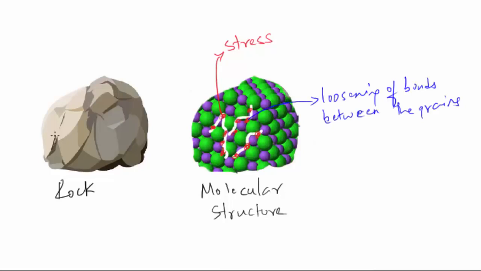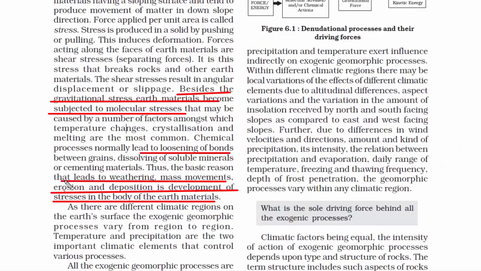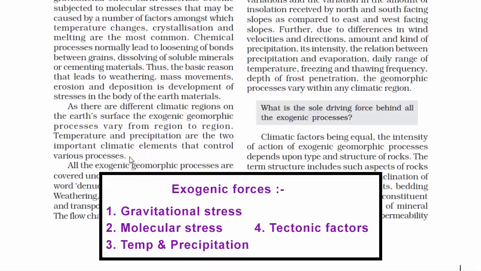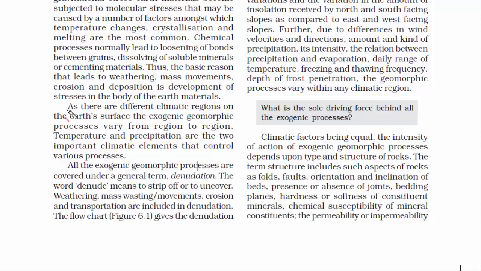Now when these molecules split, the result can be seen all the way to the big rock cracking apart, and that leads to weathering, mass movements, erosion. I hope you're understanding what I'm saying. So far we have read about gravitational stress, molecular stress, then temperature and precipitation and tectonic factors. So these are the exogenic forces that are constantly weathering, wearing and tearing down the Earth's surface. And not every place on Earth is facing these forces in equal manner. It is working in different speed and different manner because there are different climatic regions on the Earth.